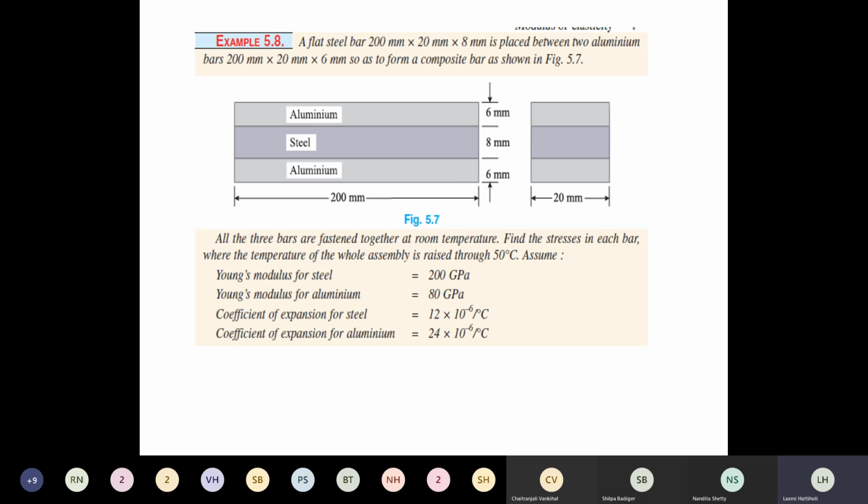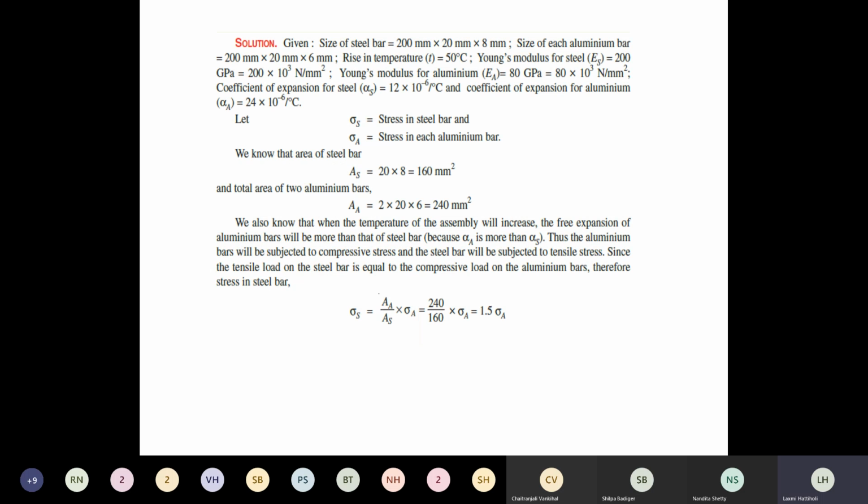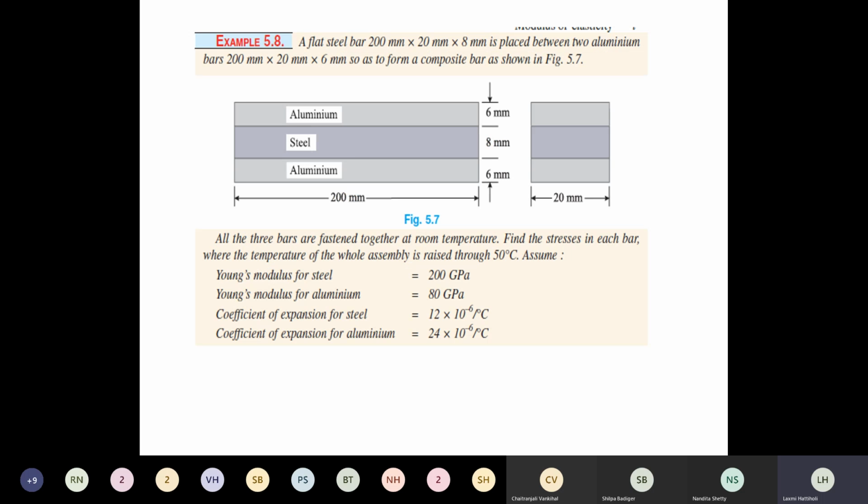Here you can see it is 20 into 8 for steel, and similarly for aluminium, it is 20 into 6. So I am taking only the cross-sectional area. Whenever you are supposed to take any area, it is always the cross-sectional area.